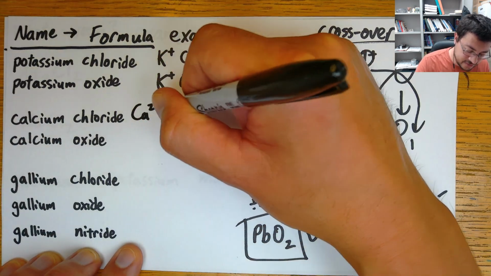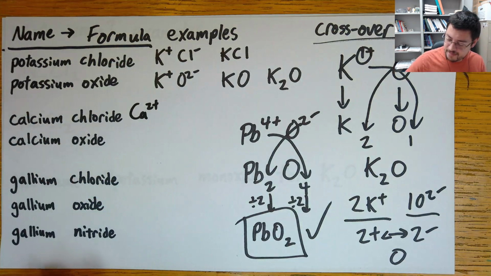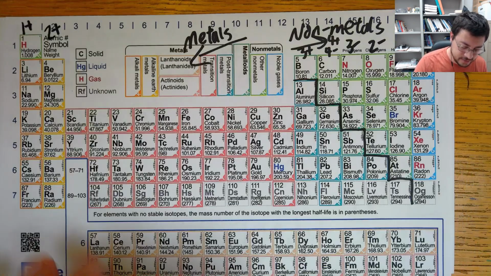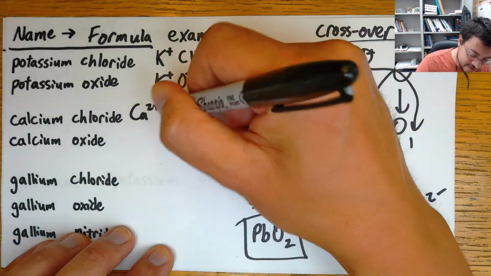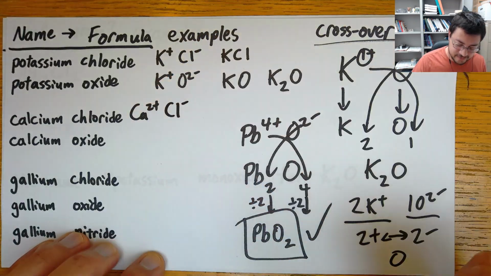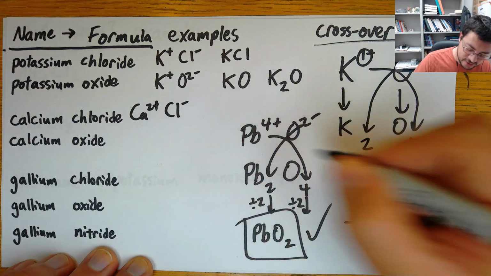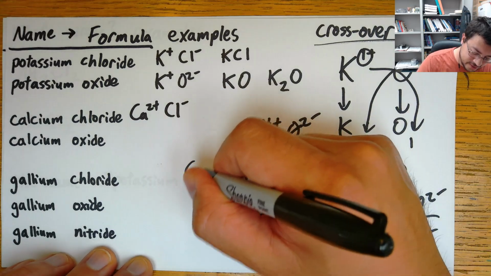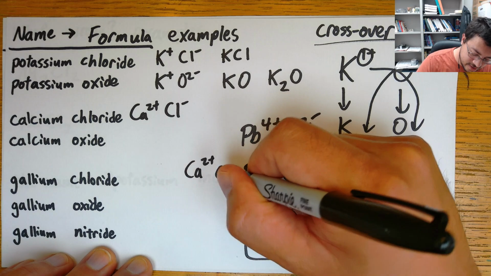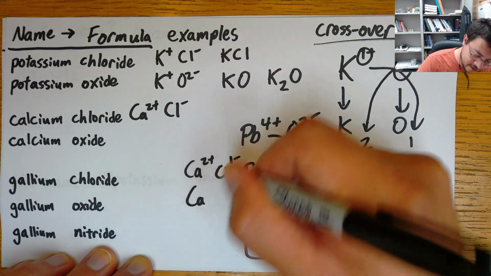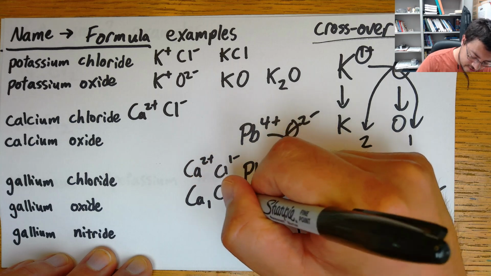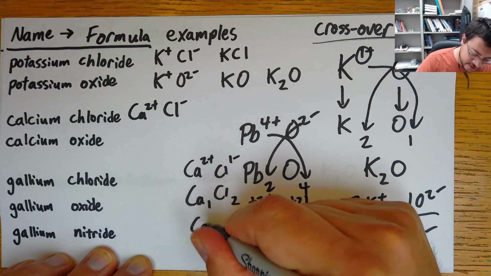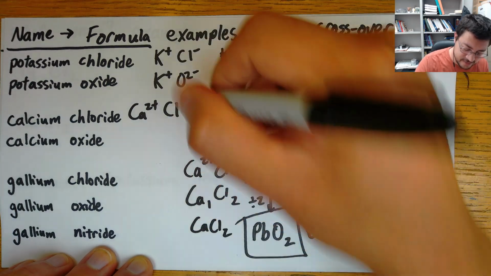Ca2 plus for calcium. There it is in a 2 plus column. Cl minus. Okay, we can do crossover on this one too. Getting a little messy. 2 plus, 1 minus: Ca1 Cl2, and we don't write 1, so we just go CaCl2.